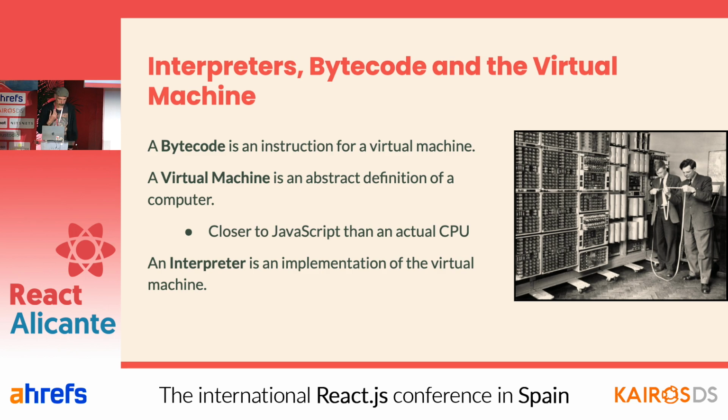So I just talked a little bit about interpreters, and I'll talk about that a little bit more. Just backing up for a second, a bytecode is an instruction for a virtual machine. And a virtual machine is just an abstract definition of a computer. In the context of a JavaScript engine, it's something that we've defined to be closer to JavaScript than an actual CPU. And an interpreter is just a program that implements this virtual machine that executes bytecodes and by extension executes JavaScript code.